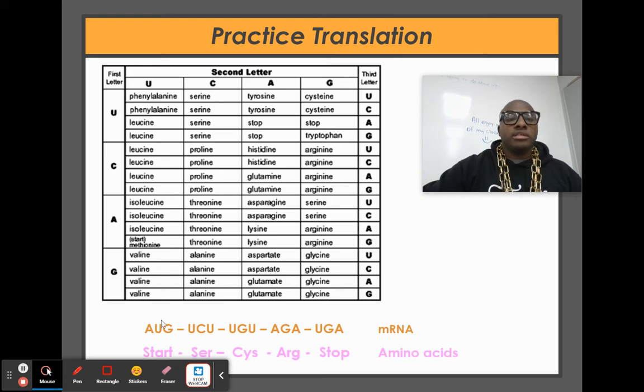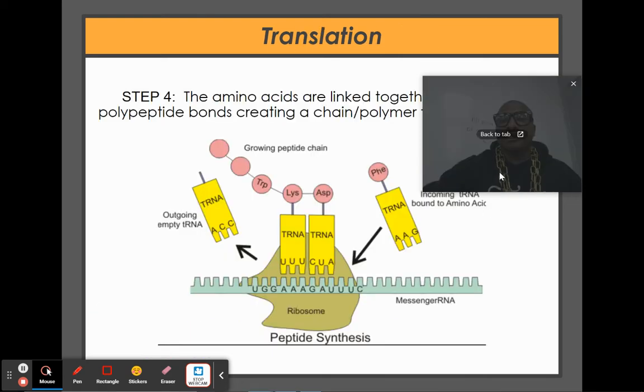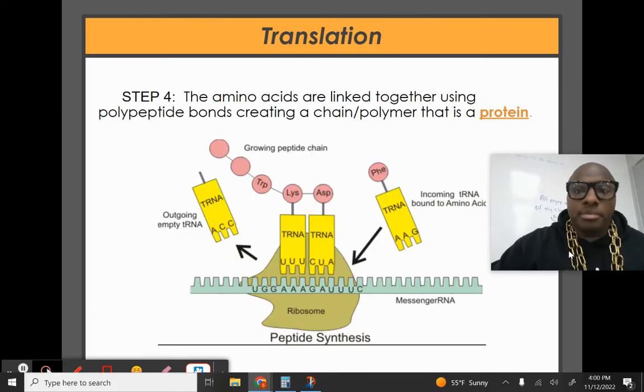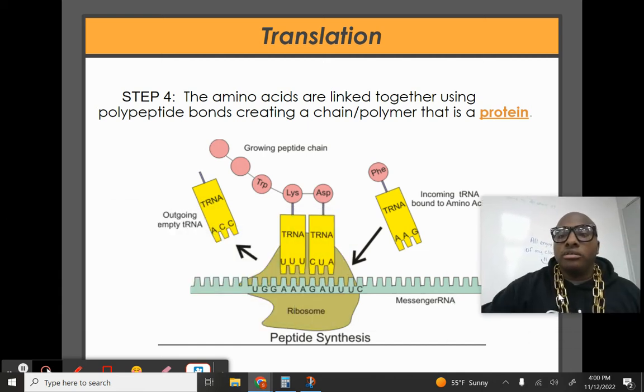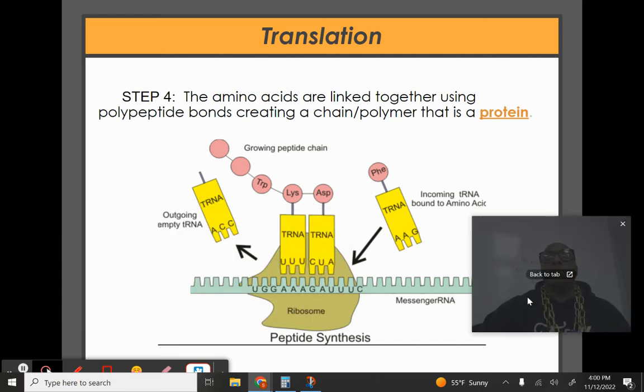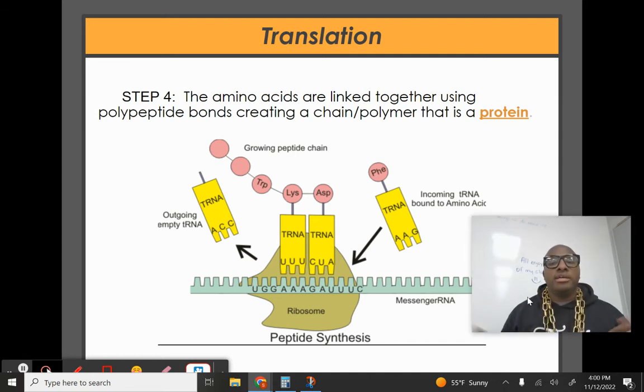And that leads us almost to the end of our journey in protein synthesis. It takes us to the fourth step. Now we get those amino acids linked together. Now we have a protein, or what we call a peptide chain.